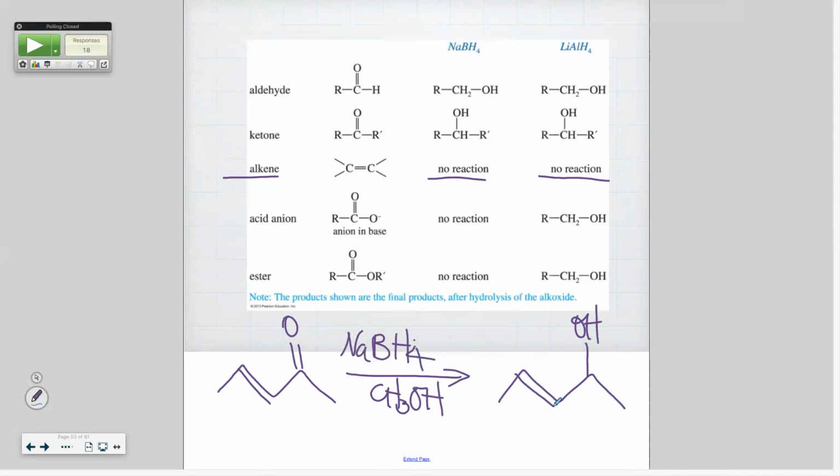Now, if you had an acid anion, a lot of times they'll take the carboxylic acids and make it basic. I'm not super picky about that. But this one is no reaction. This one reacts. And here's your little ester. This one reacts. The products shown are the final products after hydrolysis of the alkoxide. So even if you did this thing on the bottom here with lithium aluminum hydride, you would still get the same. Neither one of them reacts with double bonds.